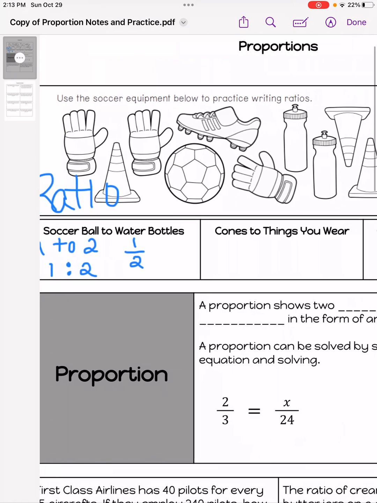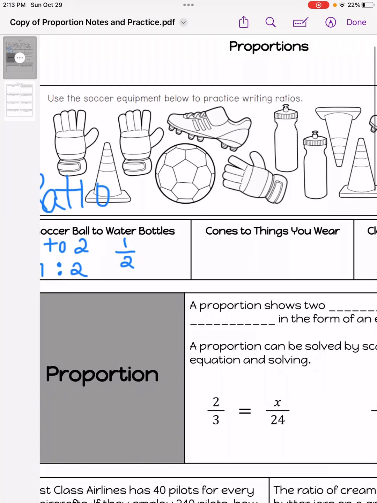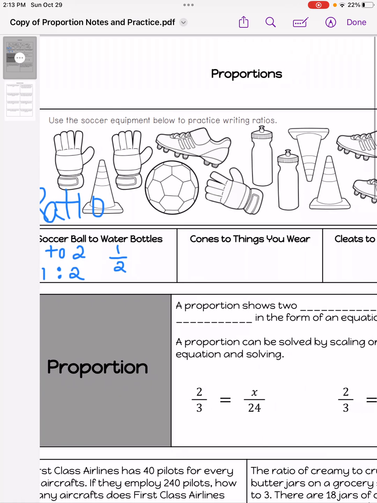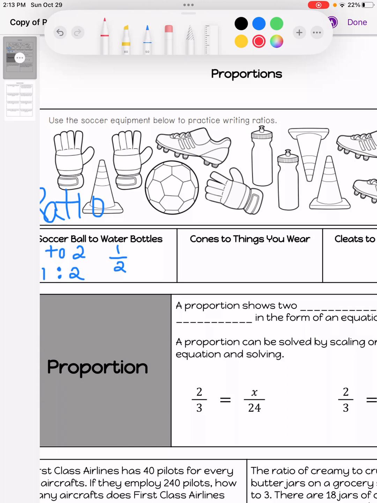Okay, let's look at the next one. We have cones to things you wear. How many cones do we have? It looks like we have 3 cones. And if we count everything we can wear, our mittens and our cleats, that would be 3 to 6. Again, we could write that with a colon. But I hope you're thinking to yourselves, hey, Miss Adams, that could also be reduced. So again, you could still write it as a fraction, or we could also write it reduced as 1/2 or 1 to 2. All of those ratios mean the exact same thing.